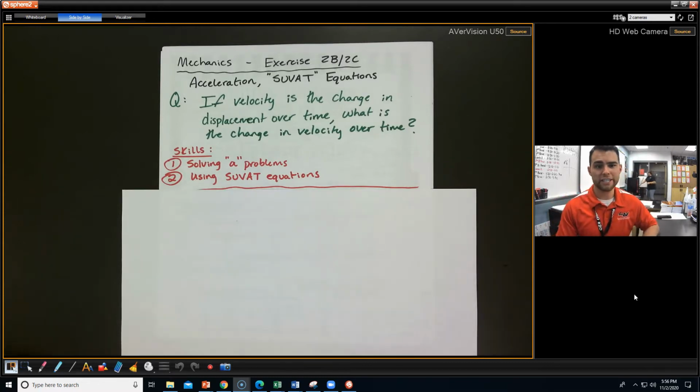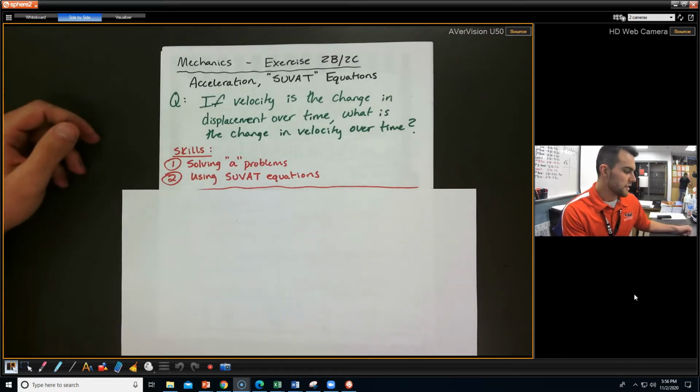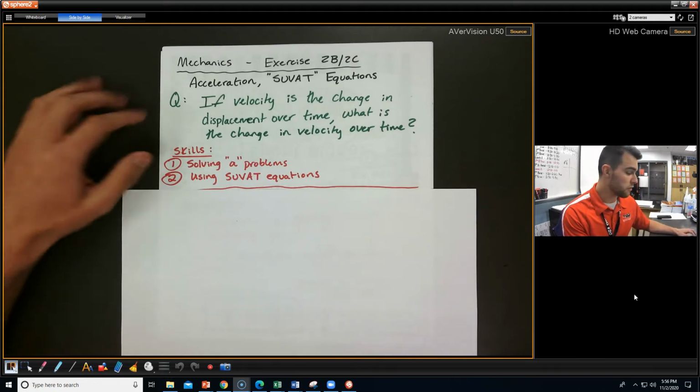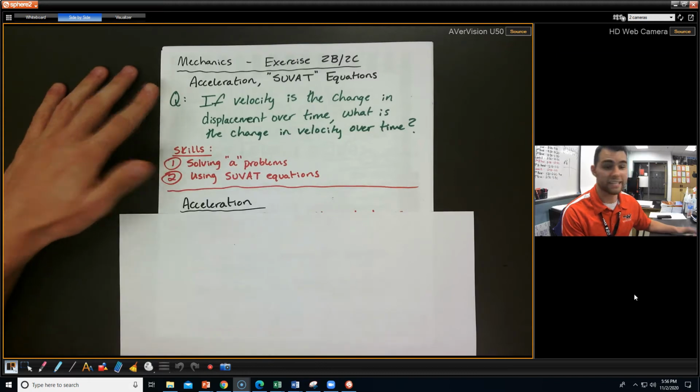So, question for you guys. If velocity is the change in displacement over time, what do you think the change in velocity over time is? I want you to take a second and talk to a partner, and we'll see what we come up with. And go. All right, we're back. Let's answer that question. If you couldn't tell by the title of this, or for those of you who have actually taken physics classes before, you know I am talking about acceleration.